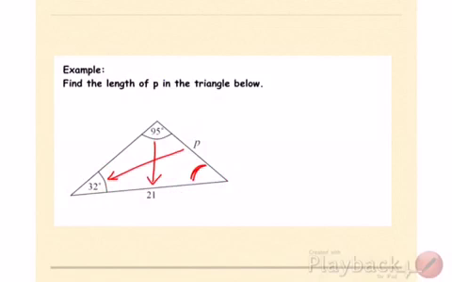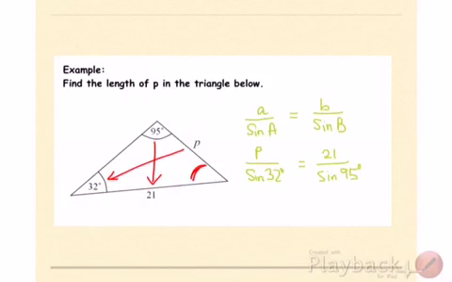So again, I'm trying to find my side, so the formula that I'm going to use is A over sine A is equal to B over sine B, and then I can plug in what I know. I've got P over the sine of the angle opposite it, so that's 32 degrees, is equal to 21 over the sine of 95 degrees, that's the angle opposite 21. I'm keeping my P over here because that's the one I'm trying to find, and I want my answer to look like P is equal to something.